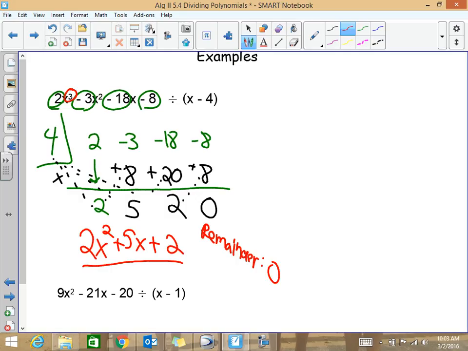So is x minus 4 a factor of this equation? Yes, right? Because it's got a remainder of 0. Okay? So much easier than long division, right? It's just kind of quirky. Just a lot to remember. All right, so let's try another.